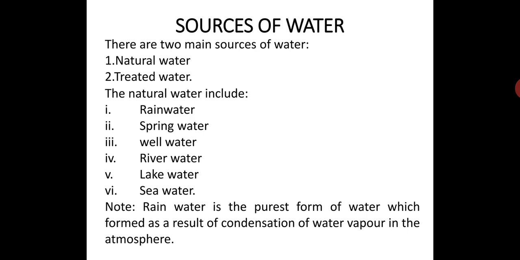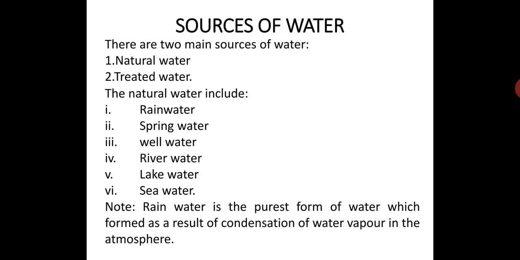Sources of water. There are two main sources of water. 1. Natural water. 2. Treated water. We are going to go into natural water. The natural water includes rainwater, spring water, well water, river water, lake water, and sea water.